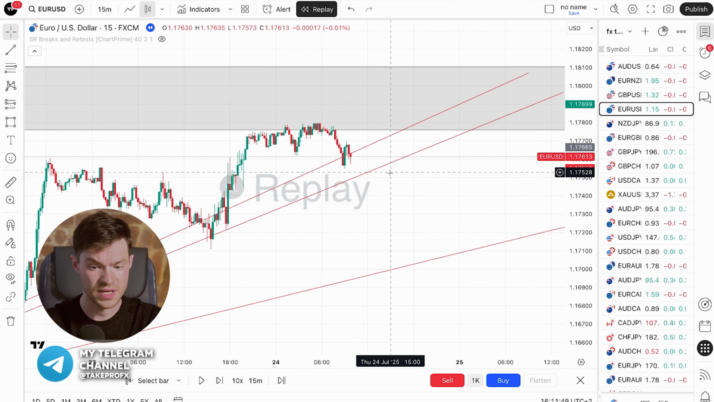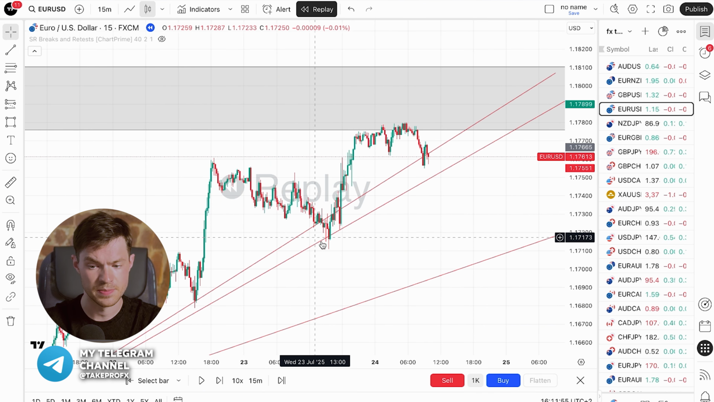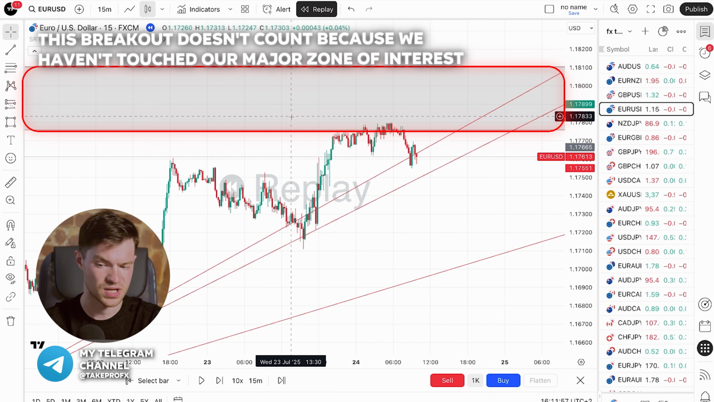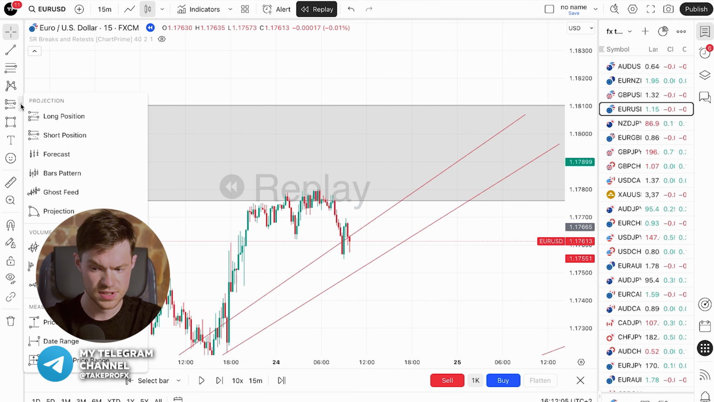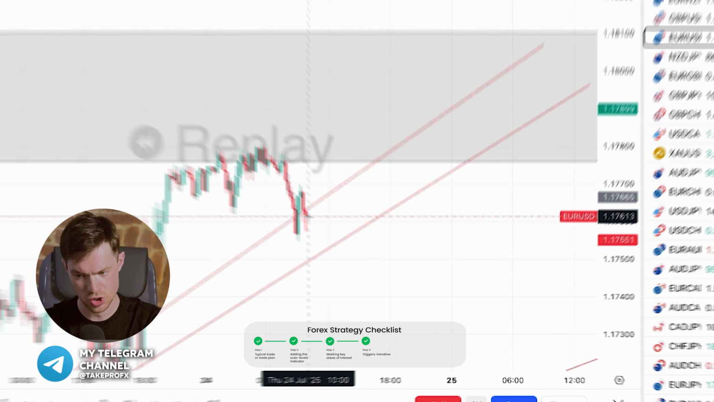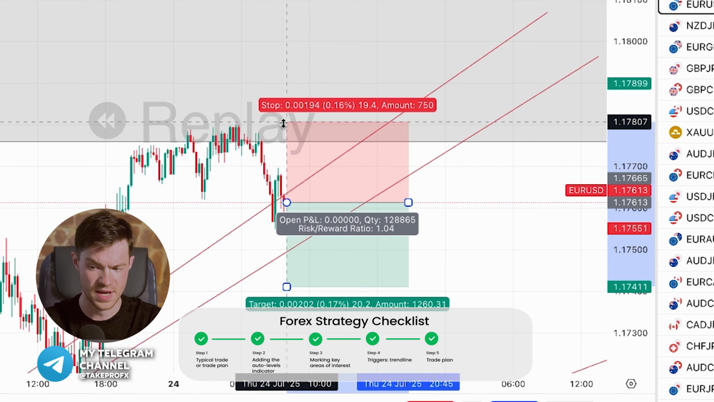Right now I see that we have a breakout of the first trend line. This breakout doesn't count because we haven't touched our major zone of interest. And now, after touching the 4-hour zone of interest, I can consider a downside position with a very short stop for the maximum of this trend.